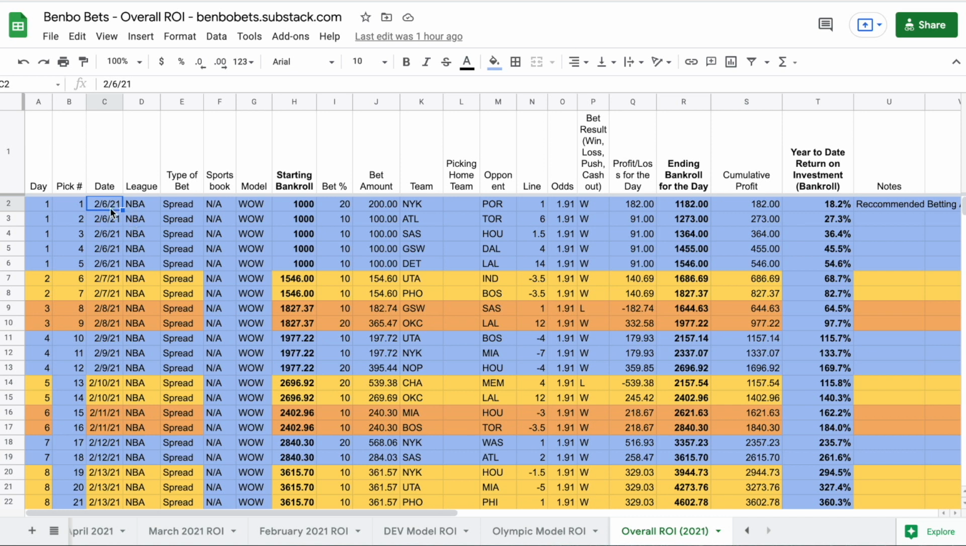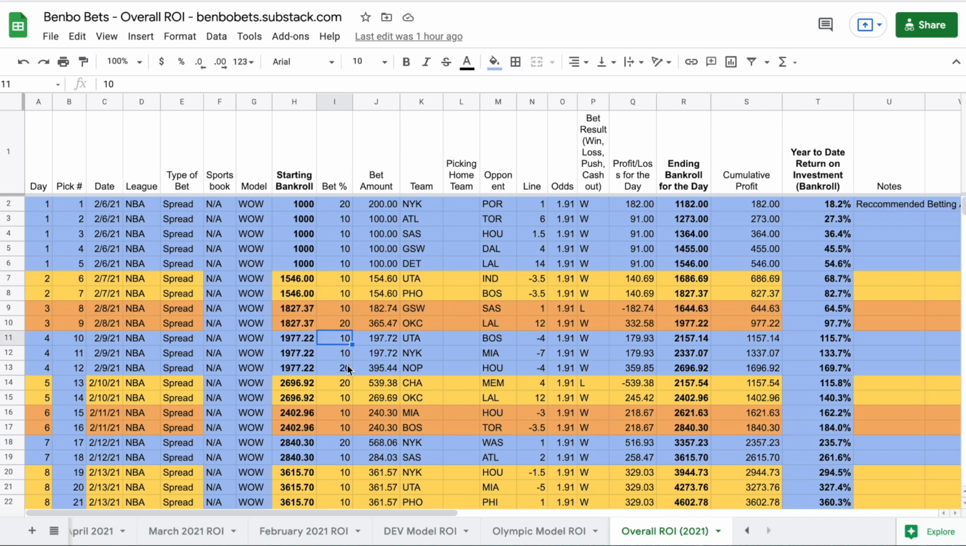Okay, so date, league, type of bet, sportsbook. Initially, I got the odds from VegasInsider.com, which just does an aggregate of all the different sportsbooks. The model, as I've explained, I put the starting bankroll at $1,000. Bet percentage, this is the amount of the bankroll that I recommended people should bet on any given play. These amounts are way too high.